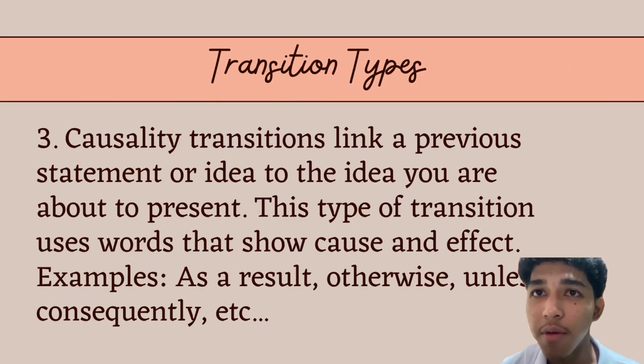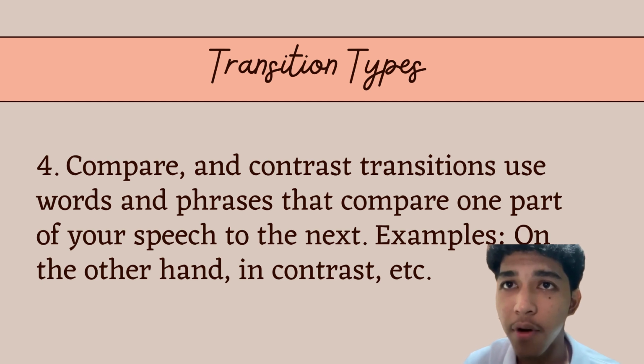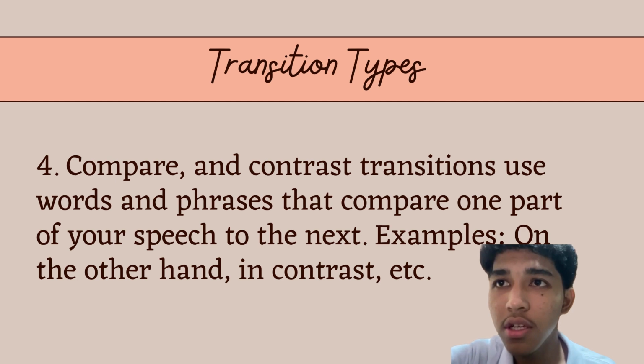Causality transition connects the previous statement or idea to the idea you are about to present. This type of transition uses words that show cause and effect. Examples: as a result, otherwise, unless, consequently, etc. Transition types number 4. Compare and contrast transitions use words and phrases that compare or contrast parts of your speech. Examples: on the other hand, in contrast, etc.